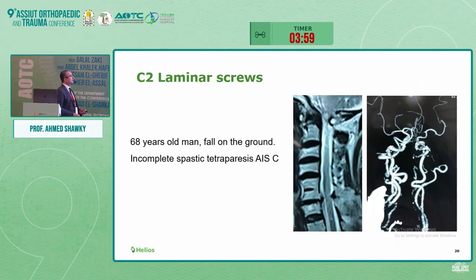Another case, actually thanks to Dr. Mahmoud Fouad, this is one of his cases. He didn't remember him, but this is one of his patients. A 68-year-old man, he fell on the ground and he has incomplete spastic tetraparesis. And you can see here myelopathy at the level of C1, and we also had a pre-op MR angio, and the patient had a high riding vertebral artery.